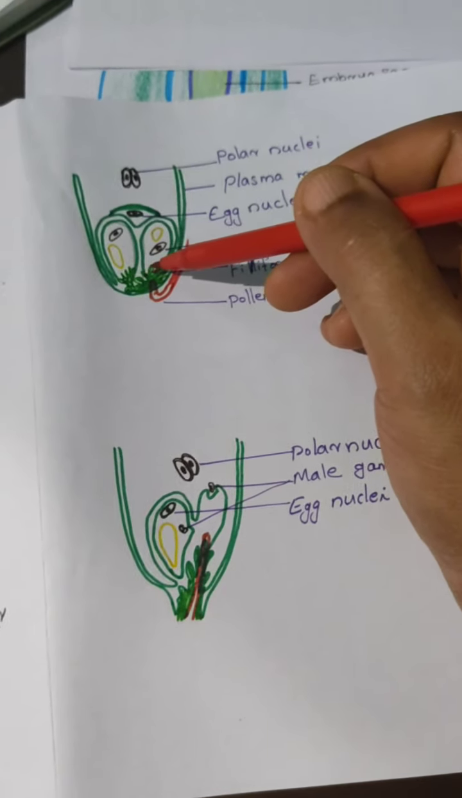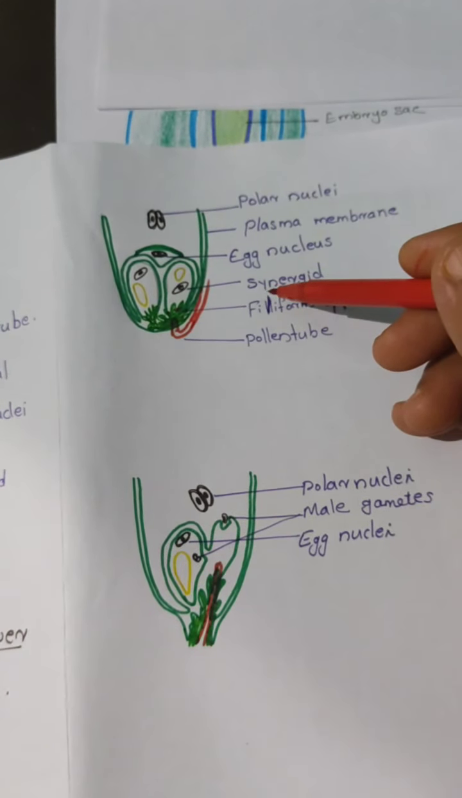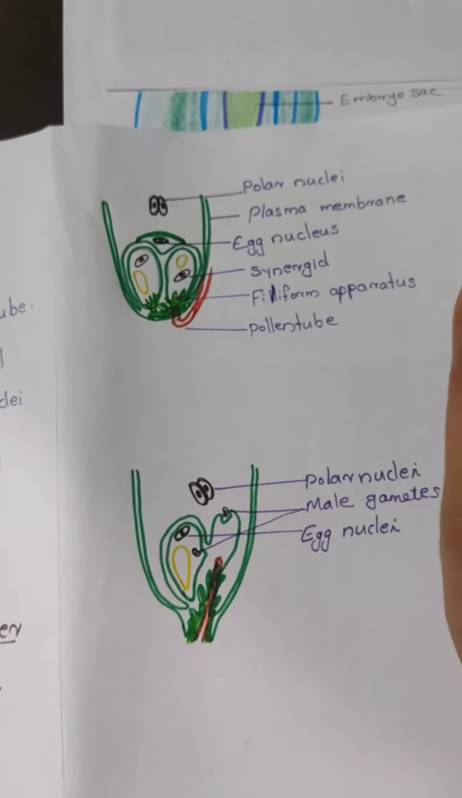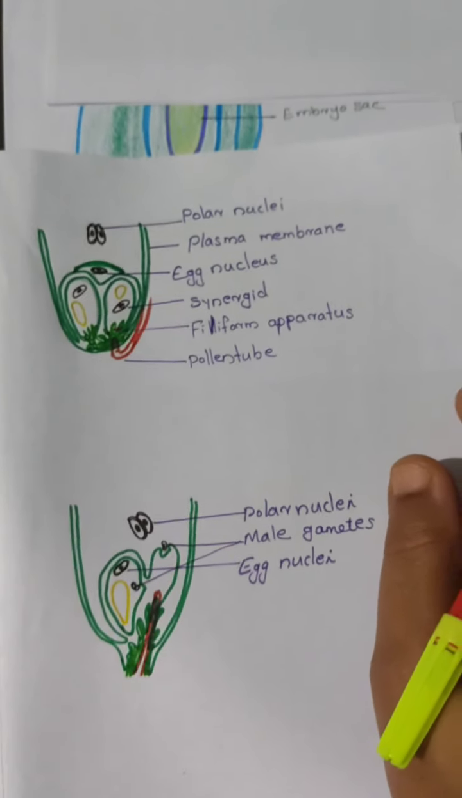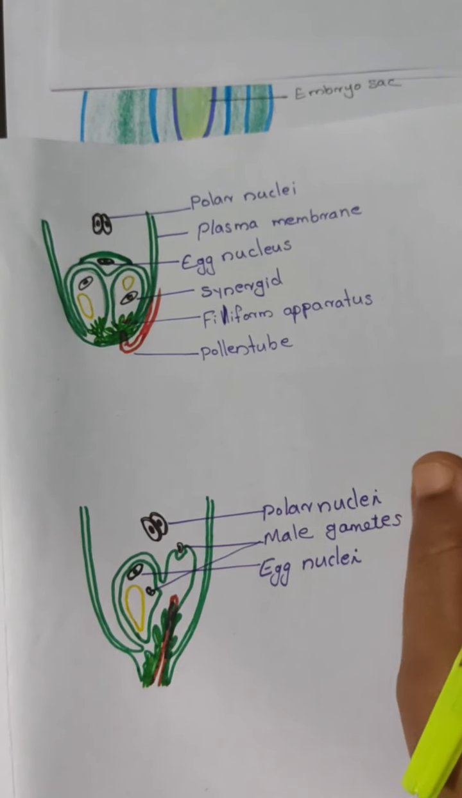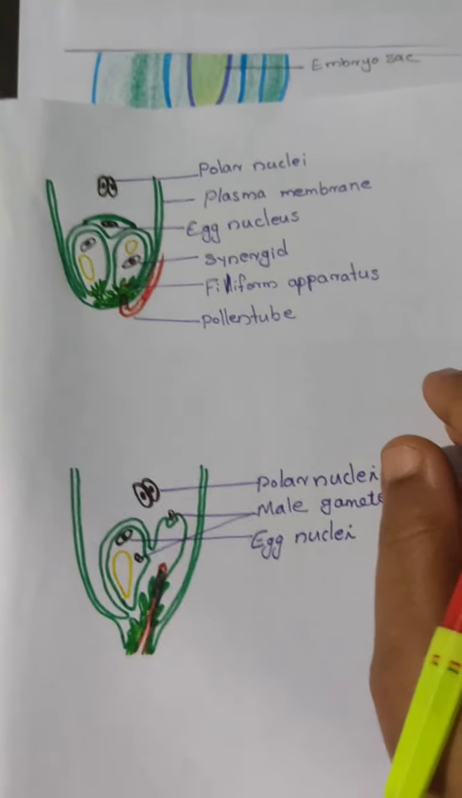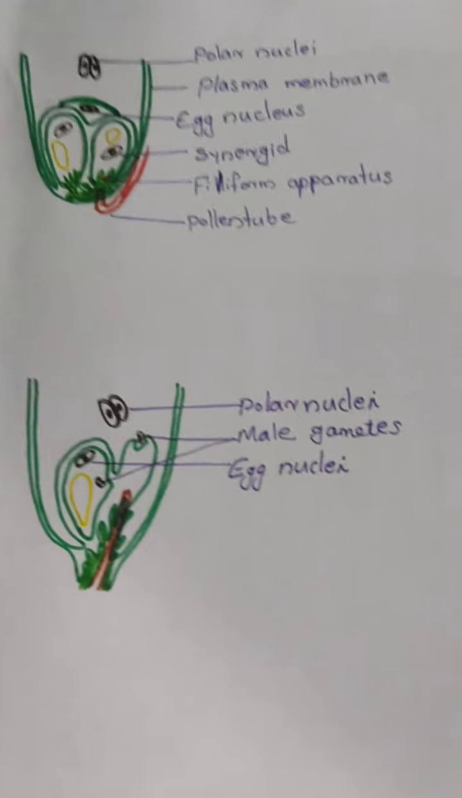Then we study double fertilization. What is double fertilization? Double means two; two types of fertilization take place. It is an event unique to flowering plants. Two types of fusion take place: the first one is syngamy, and the second one is triple fusion. These two fusions take place in the embryo sac. It is called double fertilization.